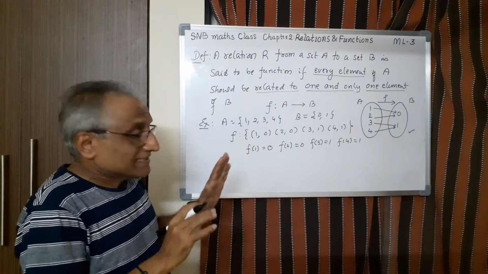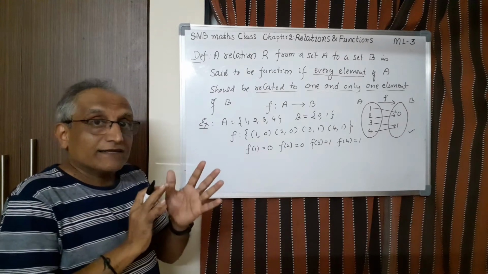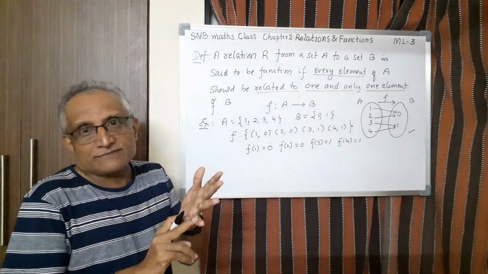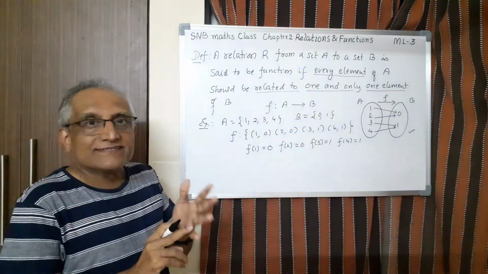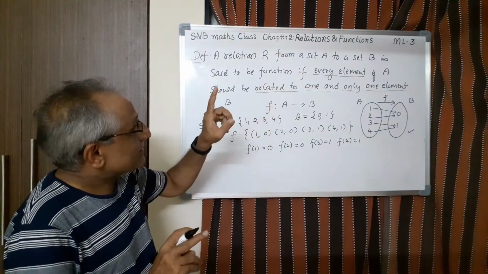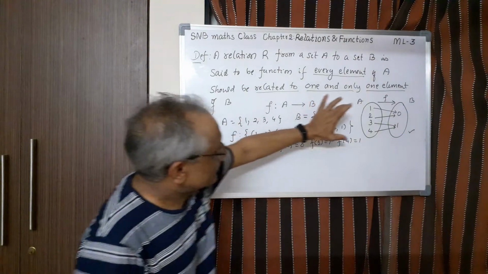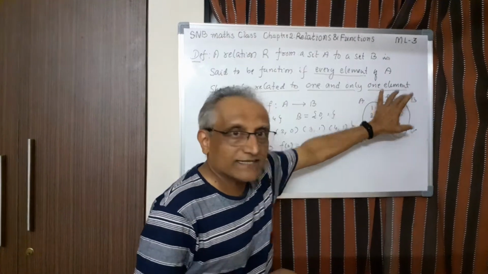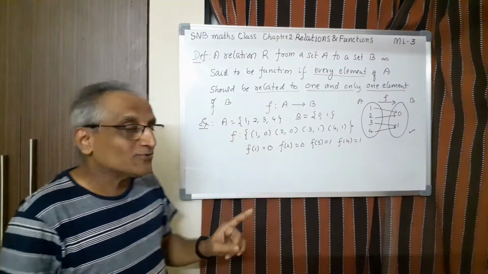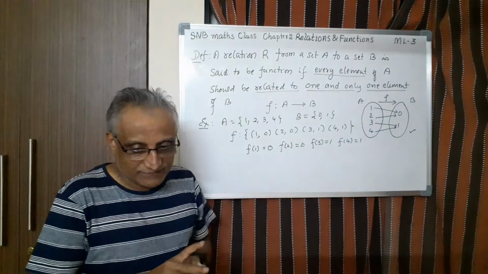So this much is sufficient now to understand the meaning of the function. Remember, I am summing up once again. Function is a relation. It's a special type of relation which is restricted by 2 conditions. The first one is every element of the first set should be related. Second condition is every element should go to one and only one element.